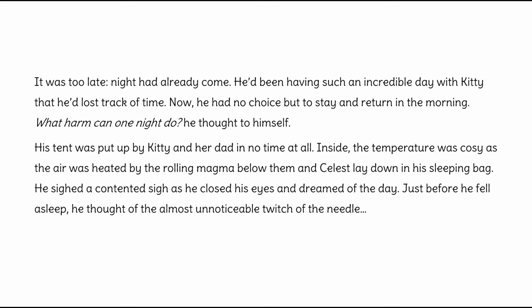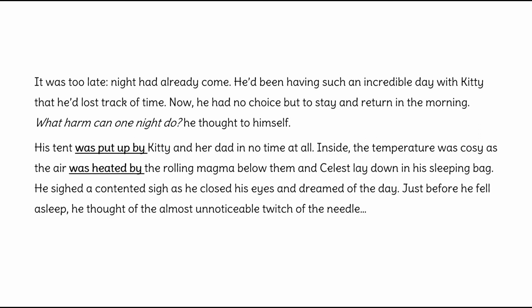His tent was put up by Kitty and her dad in no time at all. Inside, the temperature was cosy as the air was heated by the rolling magma below them, and Celeste lay down in his sleeping bag. He sighed a contented sigh as he closed his eyes and dreamed of the day. Just before he fell asleep, he thought of the almost unnoticeable twitch of the needle.